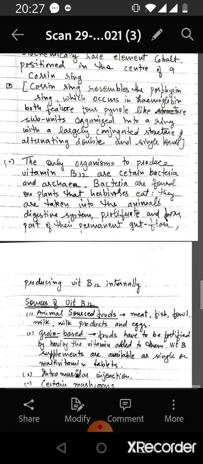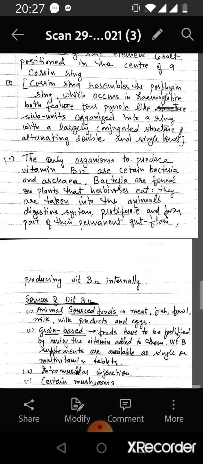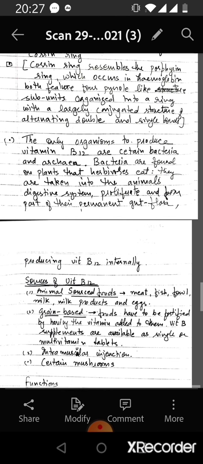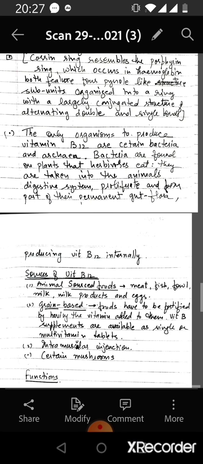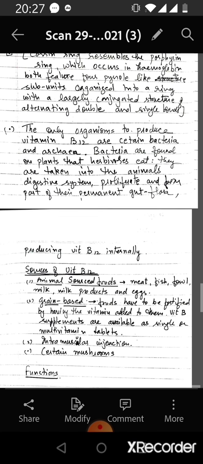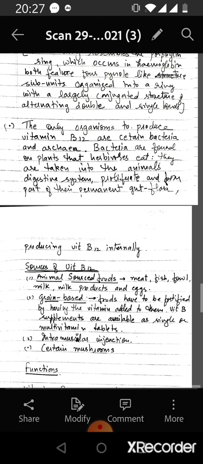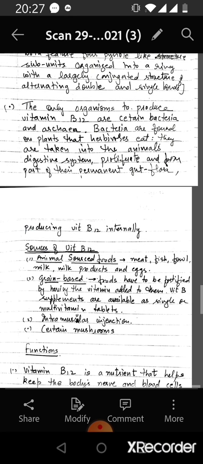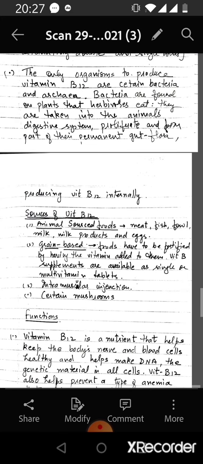The only organisms to produce vitamin B12 are certain bacteria and archaea. Bacteria are found on plants that herbivores eat. They are taken into the animal's digestive system, proliferate and form part of their permanent gut flora, producing vitamin B12 internally.